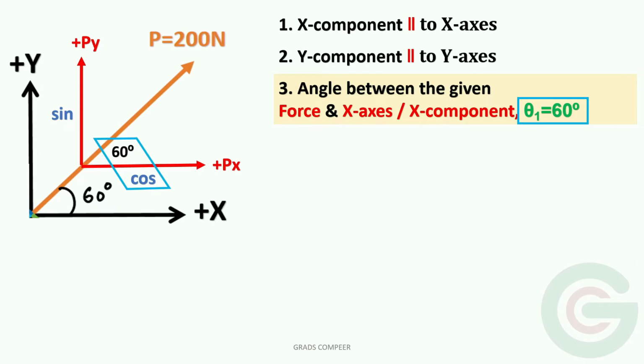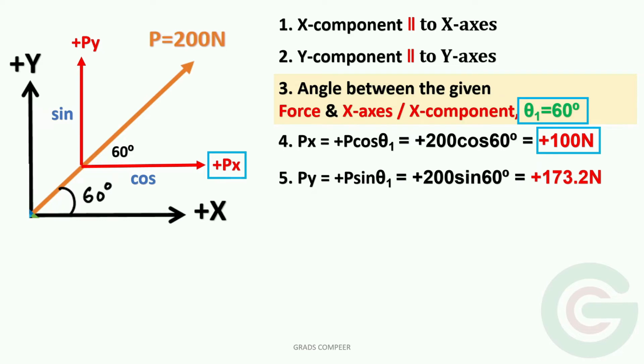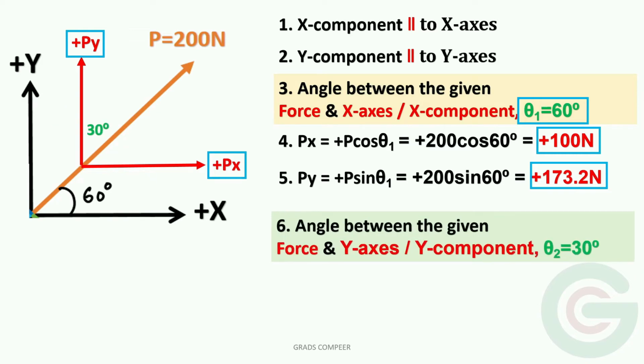the sin component. So Px will be equal to P cos theta 1, where P is given as 200 and theta 1 is 60 degrees. Substituting, we get 100 Newton. Similarly, Py is equal to P sin theta 1, where P is 200 and theta 1 is 60 degrees, and we get Py equal to 173.2 Newton. Observe here that both magnitudes of Px and Py are positive because they are directed in the positive direction of the x and y axes. Now let us say that the angle between the force and the y component is given.